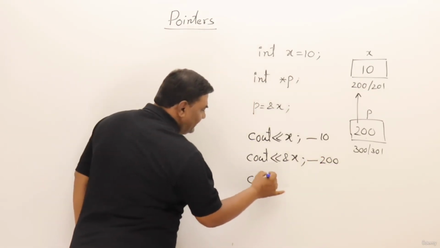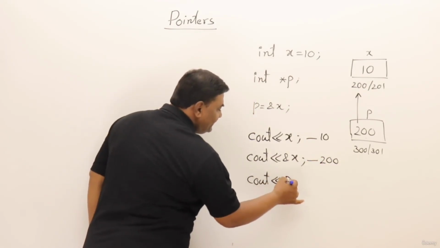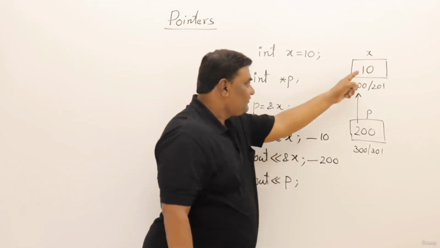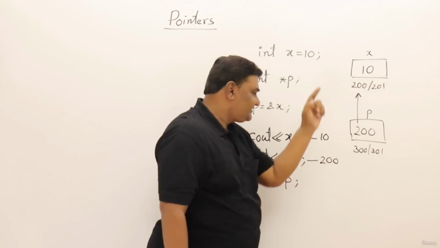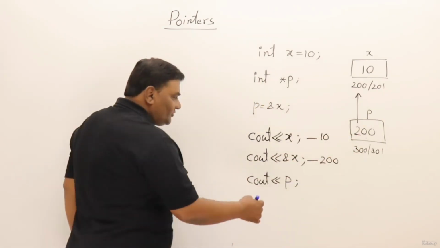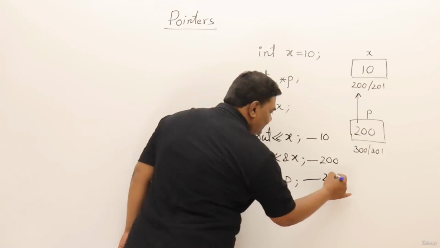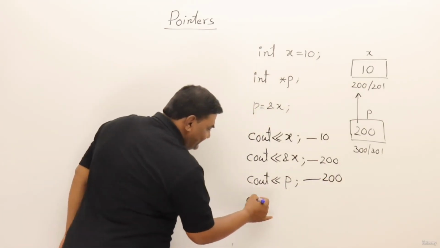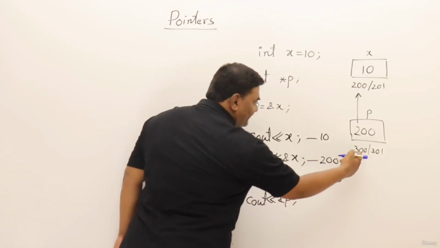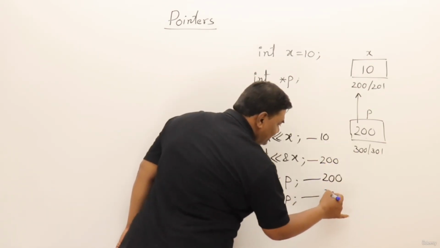Then I will say cout p. Now what will it display? As I said, cout x was displaying the content inside x. The same way, when I say p, it will show the contents of p, that is 200. Yes, 200 will be displayed. Then can I say cout ampersand p, the address of p? Yes, 300 will be displayed.